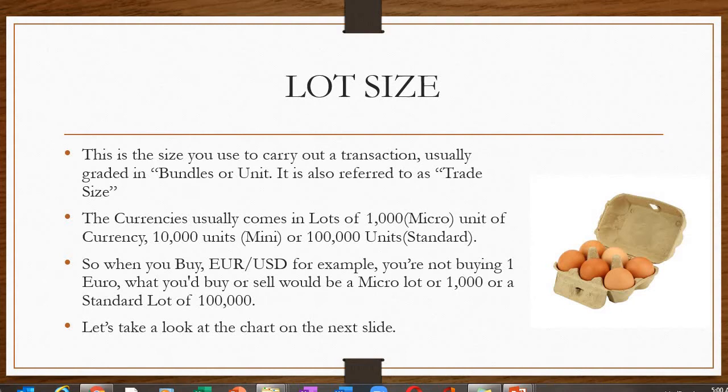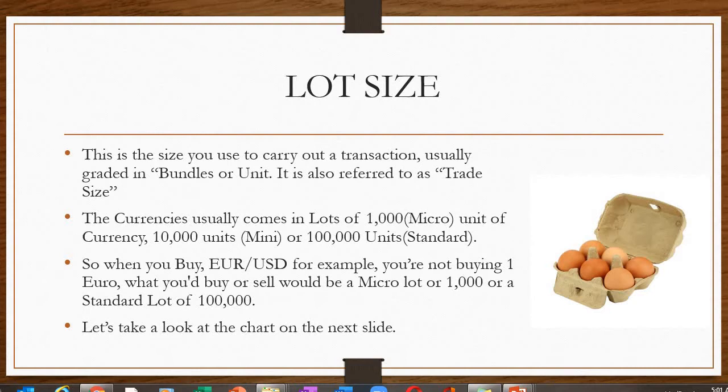Like you can see, this right here is a crate. It is a crate of egg. You don't go buying them in units. Well, in Nigeria, you could buy them in units anyway, but it makes more sense to buy them in crates because when you do so, you're able to get it at the bundle price. So it's the same for currencies, they often come in lots.